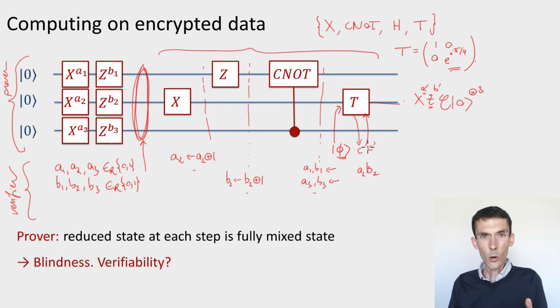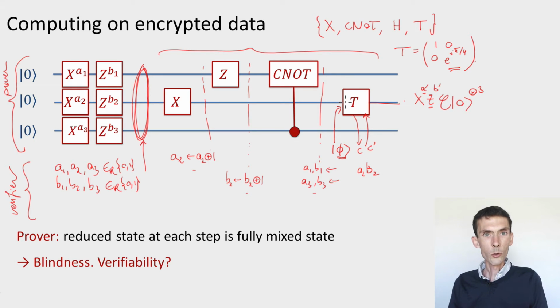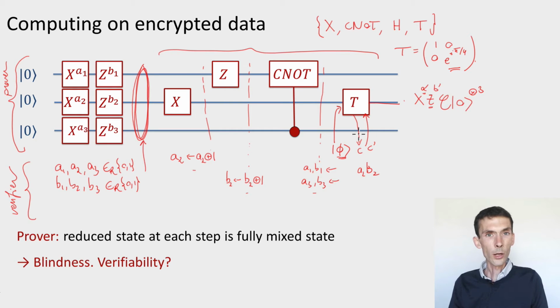Then there's a question of whether this protocol is verifiable. What if the prover doesn't perform the actions that I'm telling it to do? What if, when it's supposed to implement this T-gate, it makes a different measurement than the one it's supposed to perform, obtains a certain outcome, and doesn't report to me the correct value of C? How am I going to detect that?